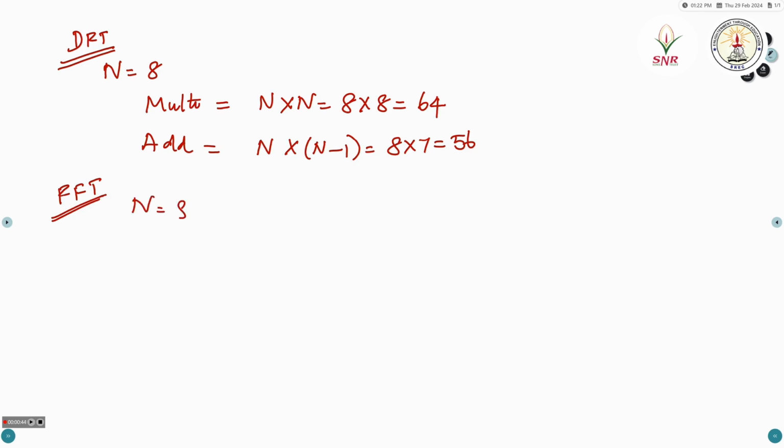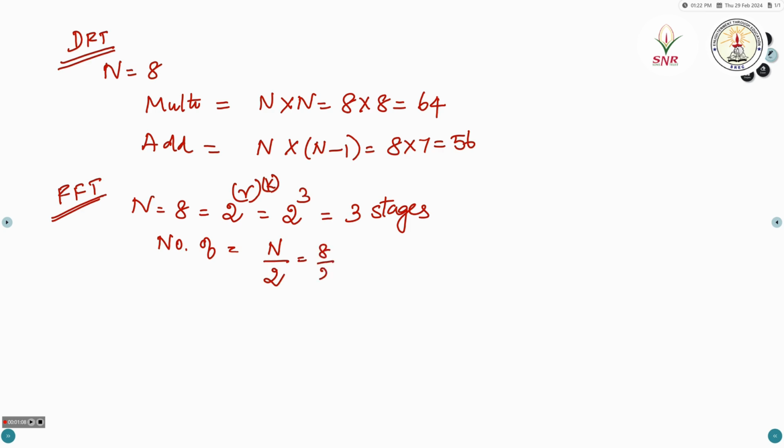So here n is equal to 8, which is equal to 2 power r, which is equal to 2 power 3, where r or k, whatever it may be, we can represent it. So which is equal to 3 stages. So 3 stages, and the number of butterfly operations is n by 2, which is equal to 8 by 2, which is equal to 4.